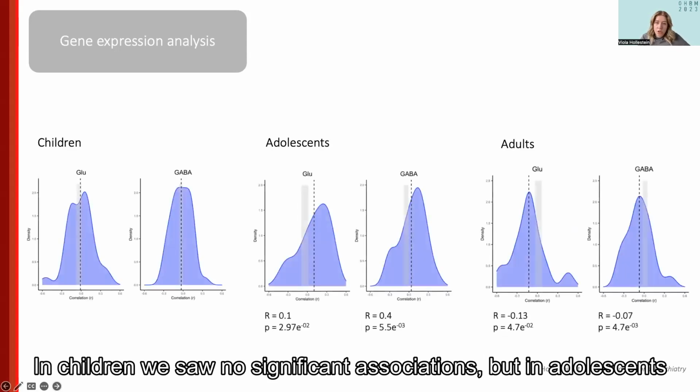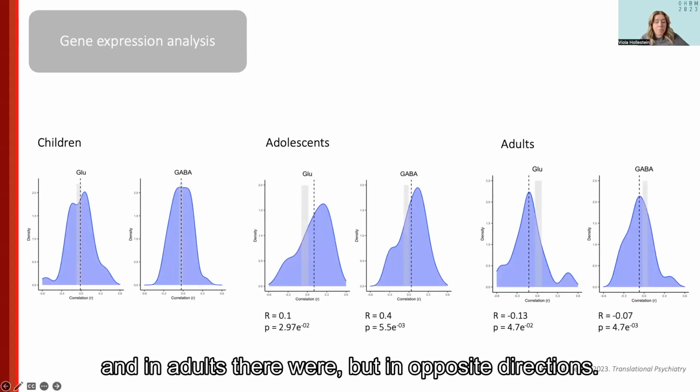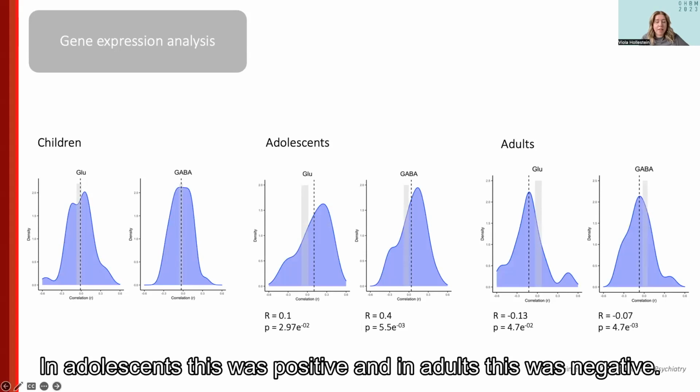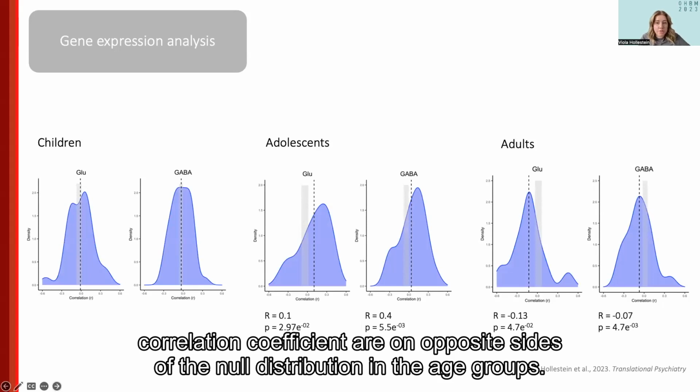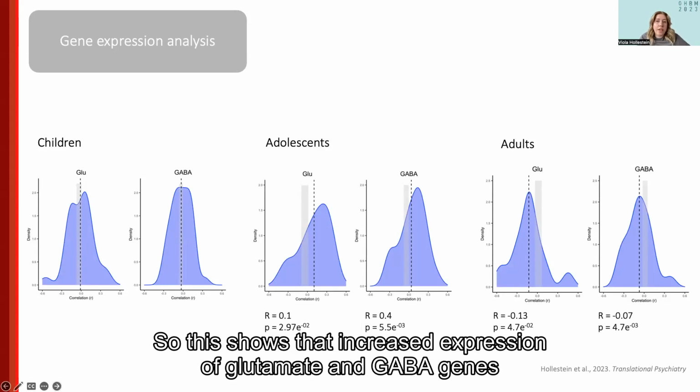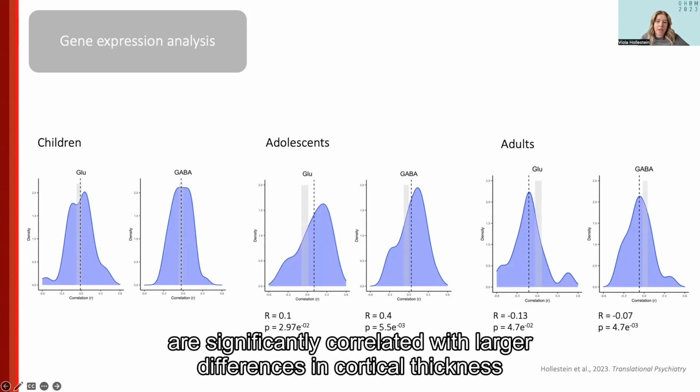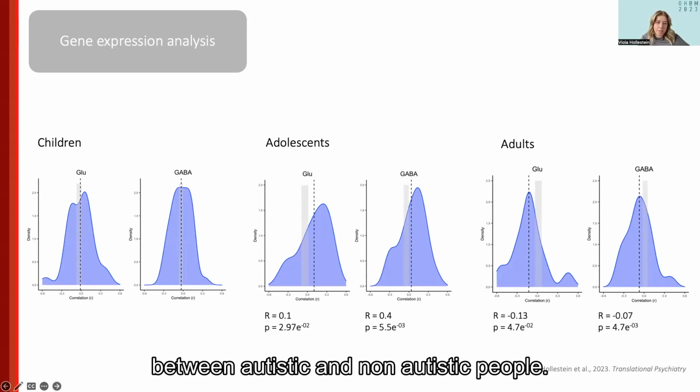In children, we saw no significant associations, but in adolescents and in adults there were, but in opposite directions. In adolescents, this was positive, and in adults, this was negative, which you can see in the figures here where the dashed line with the average correlation coefficient is on opposite sides of the null distribution in the age groups. So this shows that increased expression of glutamate and GABA genes is significantly correlated with larger differences in cortical thickness between autistic and non-autistic people.